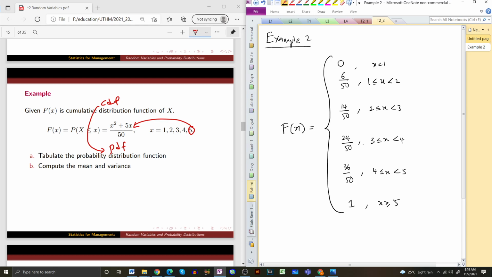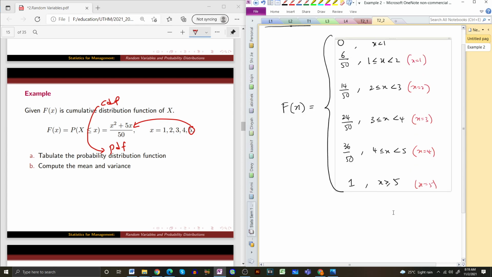So if you expand the CDF, you will get this. Now of course this one is x equal to 1, x equal to 2, x equal to 3, x equal to 4, and x equal to 5. Why I'm writing this is so that we can now tabulate the probability distribution function.